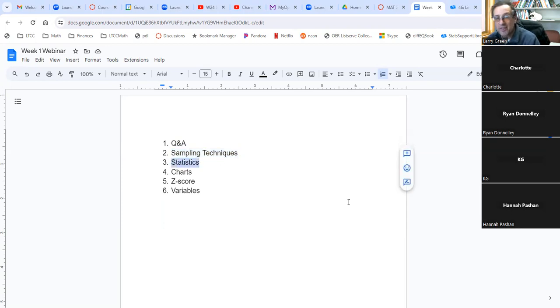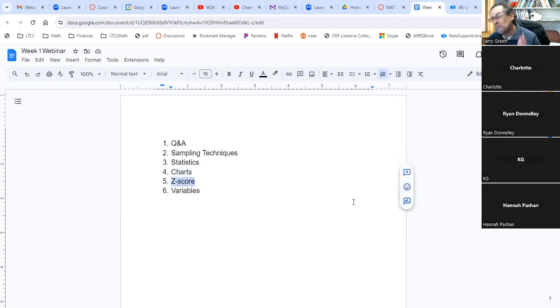Then the next one, statistics, that's what this class is about, but we're going to define the word statistics. There's a special meaning to this word, and we'll talk about it. Then we'll also look at charts. I'm sure you've seen most of them, like histograms, box plots, and pie charts. We're going to look at what benefits each chart gives and why you might use them.